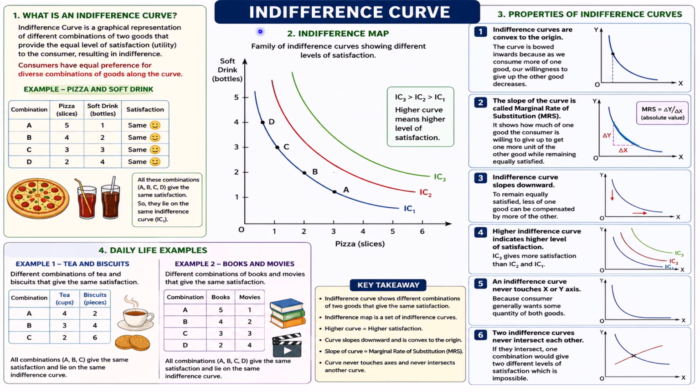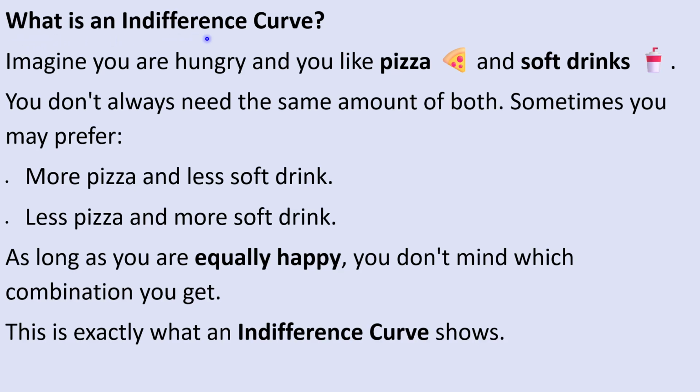Now we will take a look at the indifference curve. What is an indifference curve? Imagine you are hungry and you like pizza and soft drinks. You don't always need the same amount of both. Sometimes you may prefer more pizza and less soft drink, or less pizza and more soft drink. As long as you are equally happy, you don't mind which combination you get. This is exactly what an indifference curve shows.